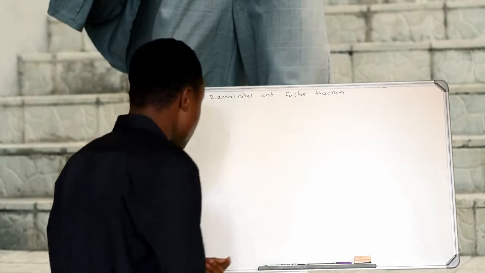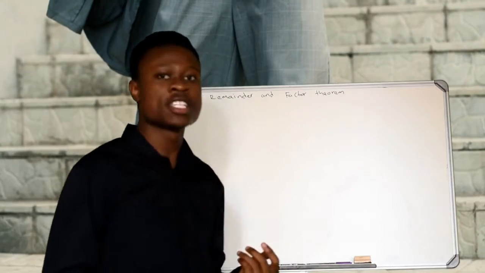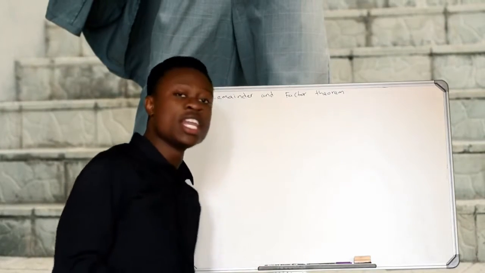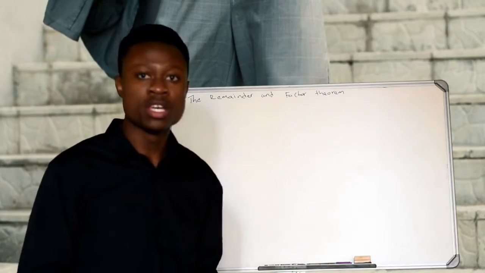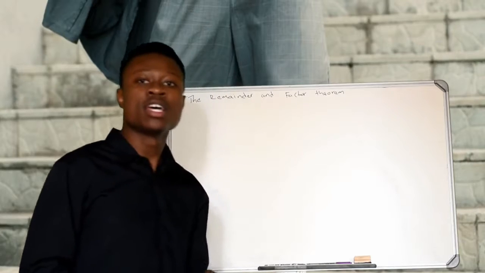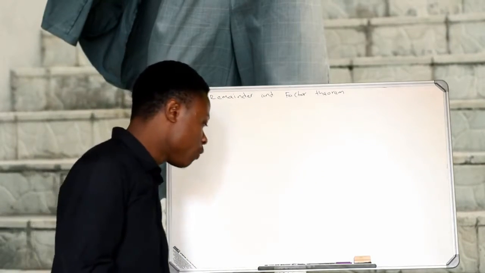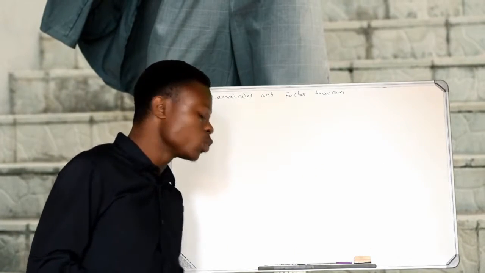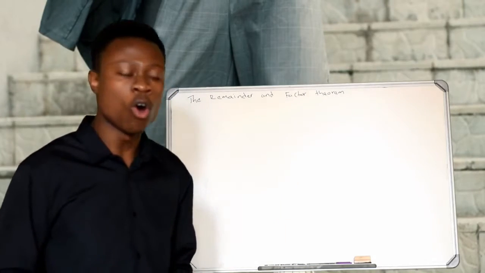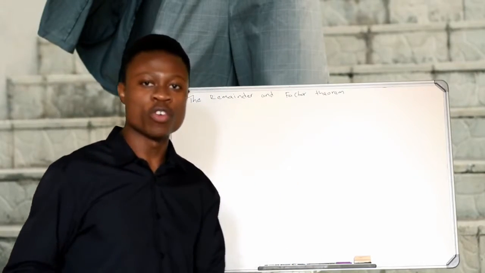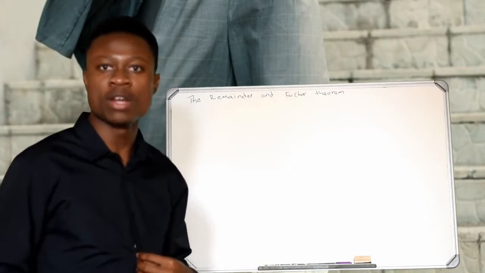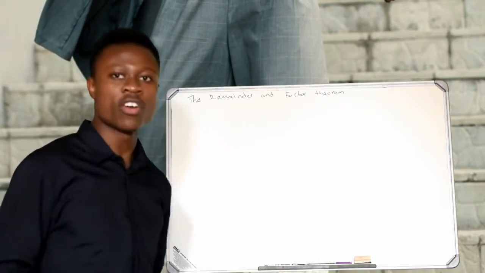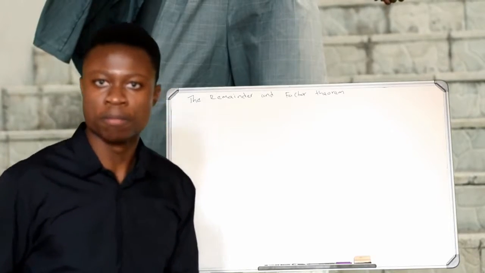First, the definition says, if a polynomial f of x is divided by a linear equation like ax plus b, then the remainder is equal to f of negative b over a, right? So what does that mean? Of course, it's hard to understand that when I'm just talking. So let me start writing to show you what I'm talking about.